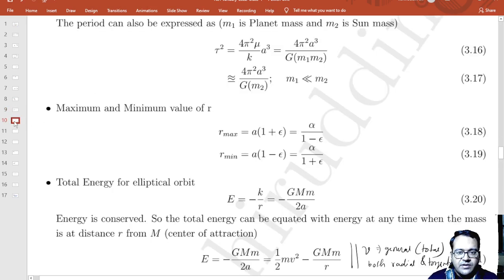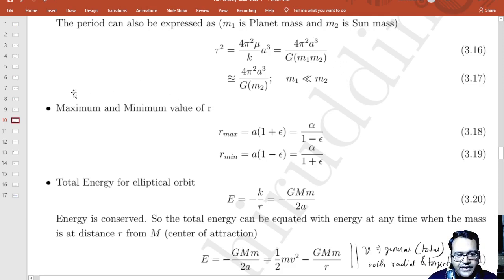The period can also be expressed like this: tau square is proportional to r cubed. For a circular orbit, and for elliptical also, Kepler's law gives tau square equals 4 pi square mu by k into a cube. Hence it may come as 4 pi square a cube by G m2, if m1 is less than m2. This always happens, as the sun is very much greater than the earth.